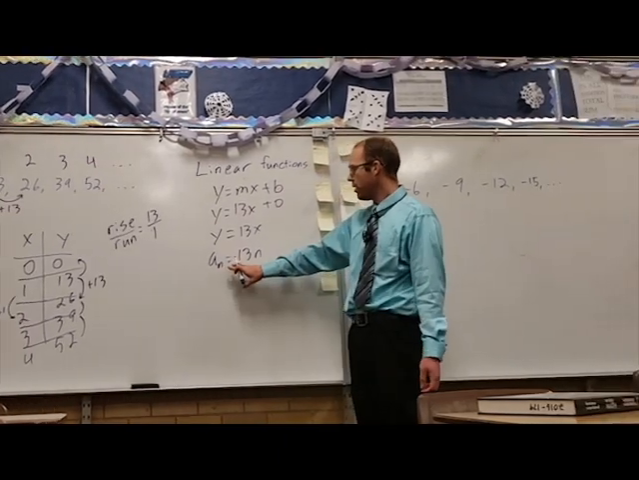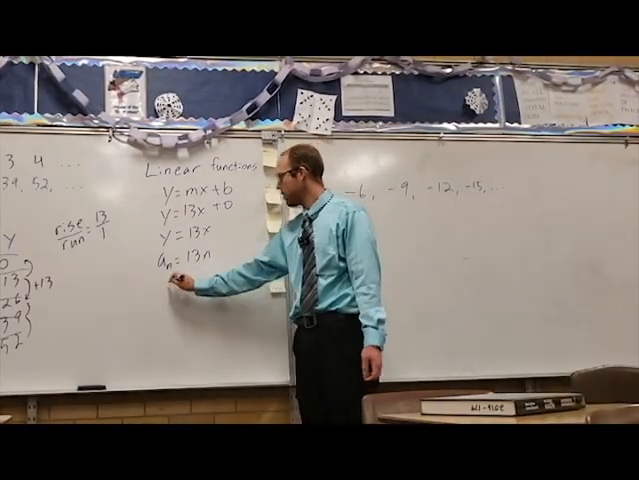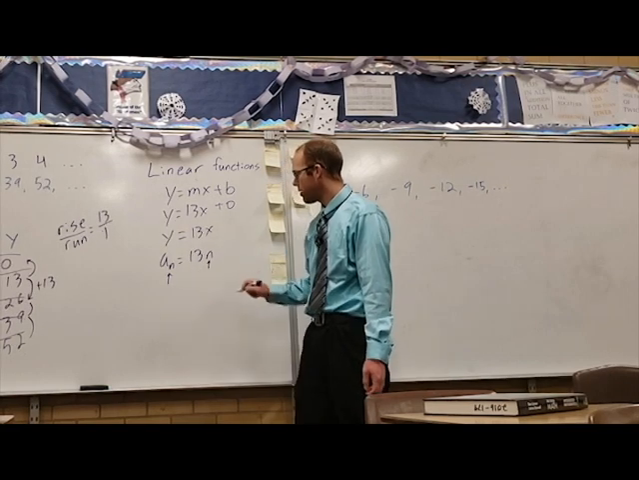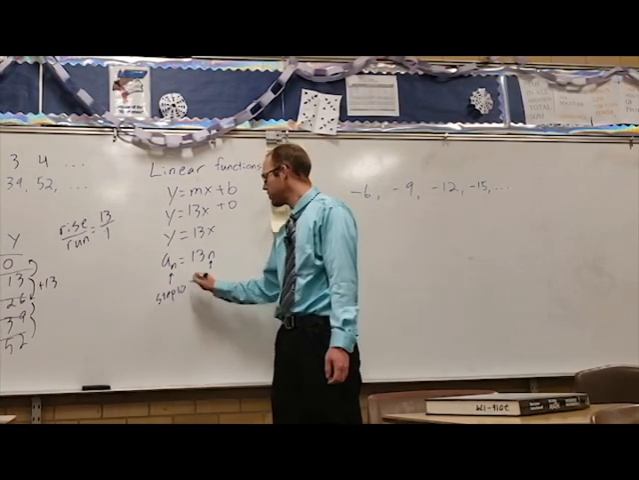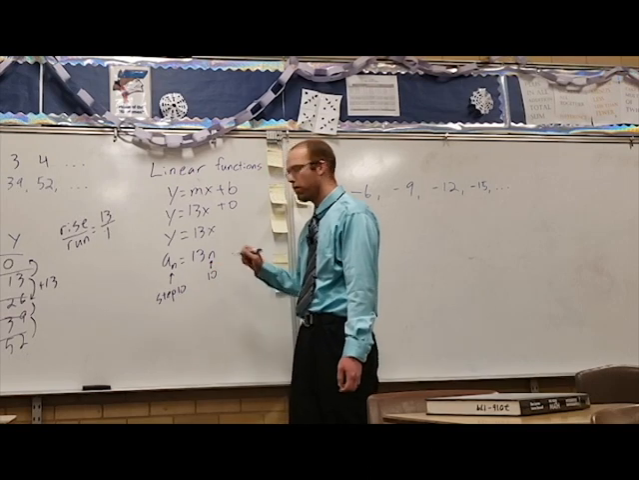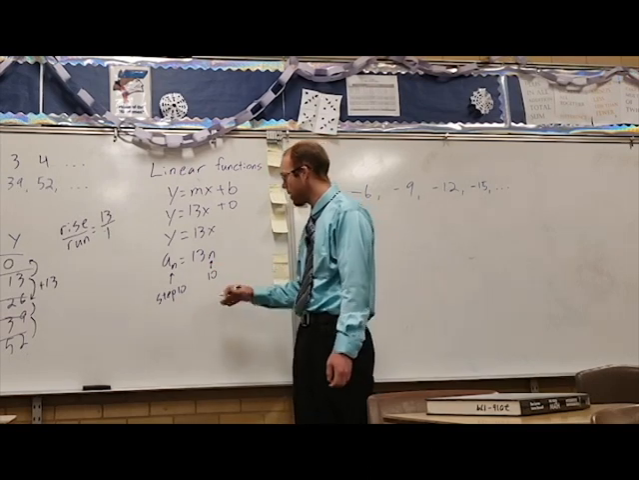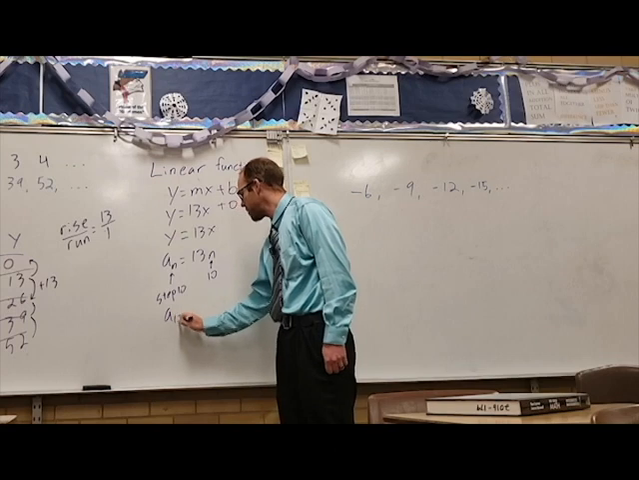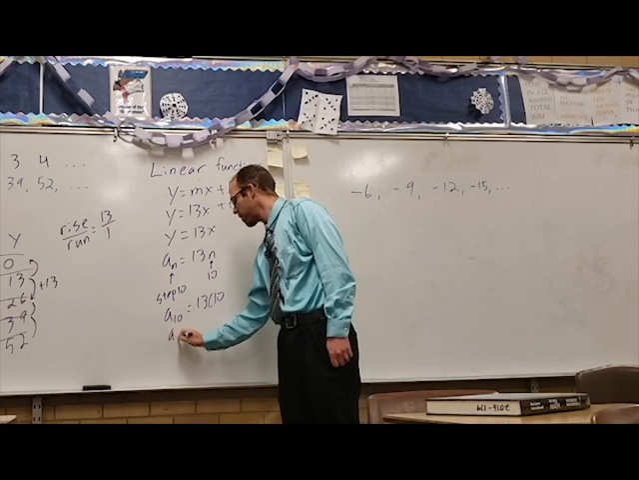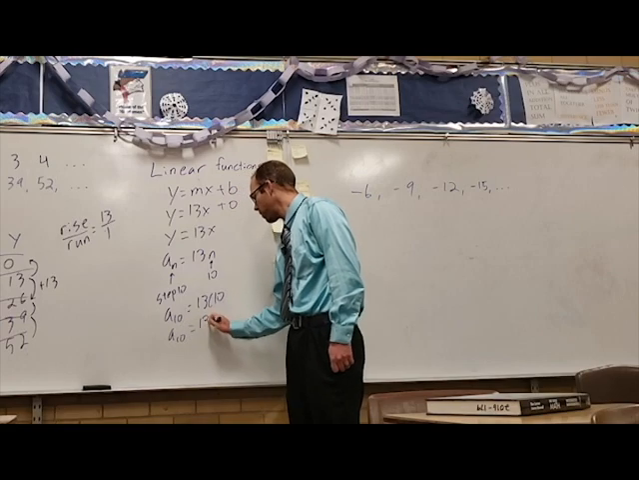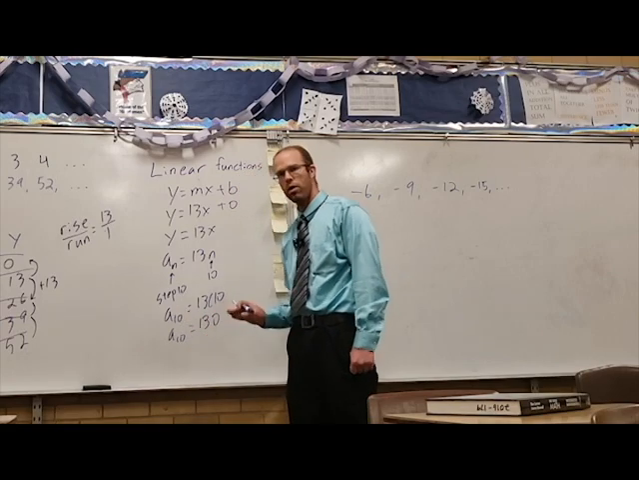Now we're going to do one more step on this. I'm going to ask you to calculate a value for a step. So let's calculate for step 10 in this case. That means we're just going to replace n with a 10 because n stands for the step number. So that would be a sub 10 equals 13 times 10, and 13 times 10 is just 130. So a sub 10 equals 130.